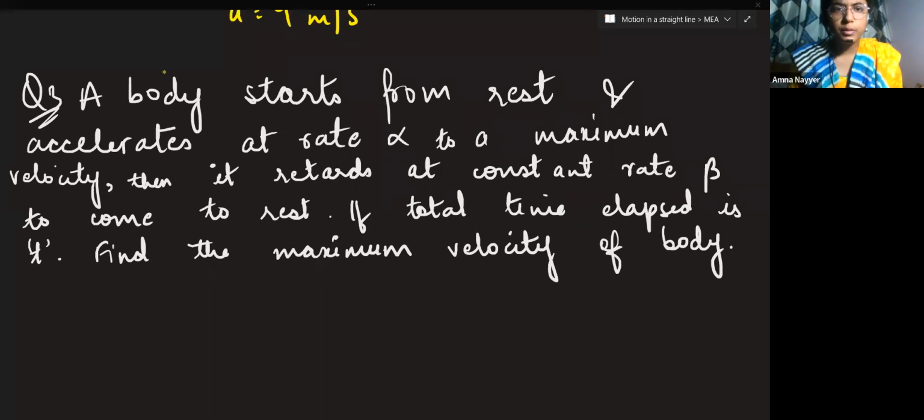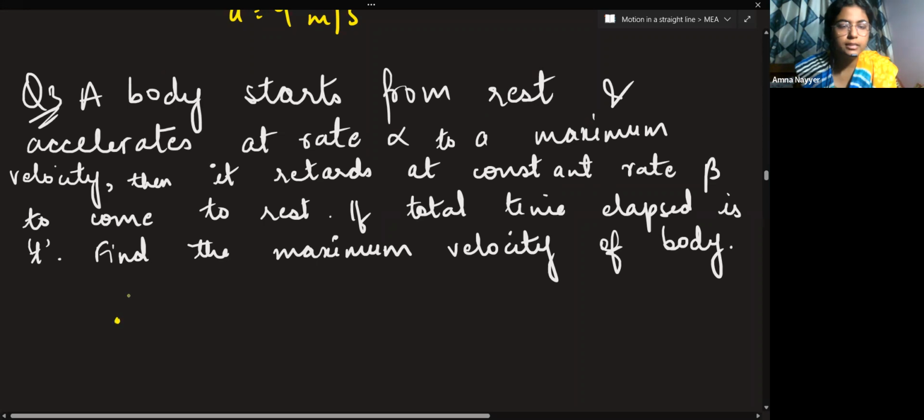Let's discuss this question. So I hope you have written it and have once read it. Otherwise, I'll give you time to write it. It says a body starts from rest and accelerates at a rate alpha. Let's at least draw this one.